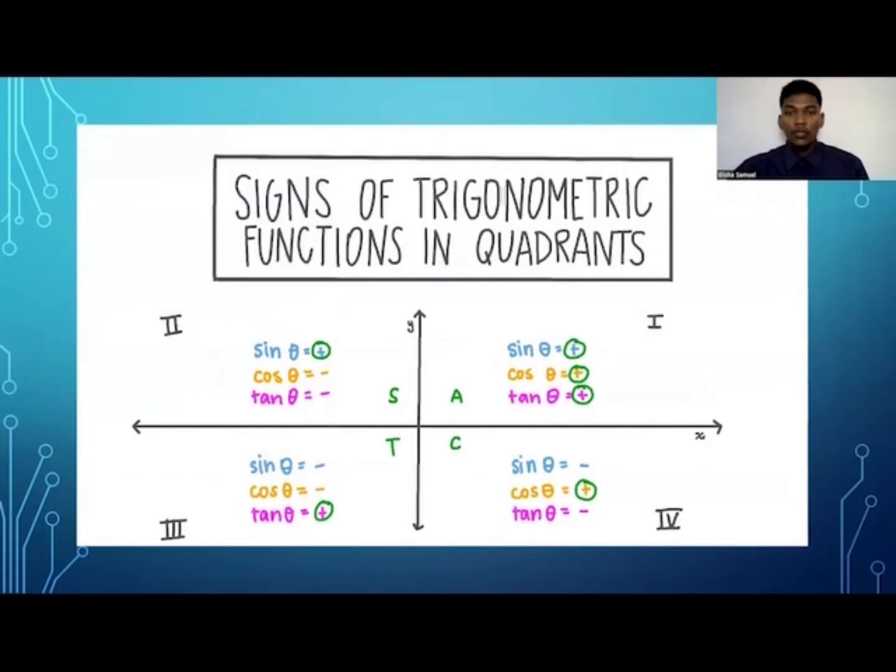For the formula for quadrants, the sign of trigonometric functions in quadrants is divided into four, namely quadrant 1, quadrant 2, quadrant 3, and quadrant 4. In quadrant 1, all are positive, which means sin, cos, tan are all positive. In the second quadrant, only sin is positive, which means cos and tan are negative. In the third quadrant, only tan is positive, which means cos and sin are negative. In the fourth quadrant, only cos is positive, which means sin and tan are negative.